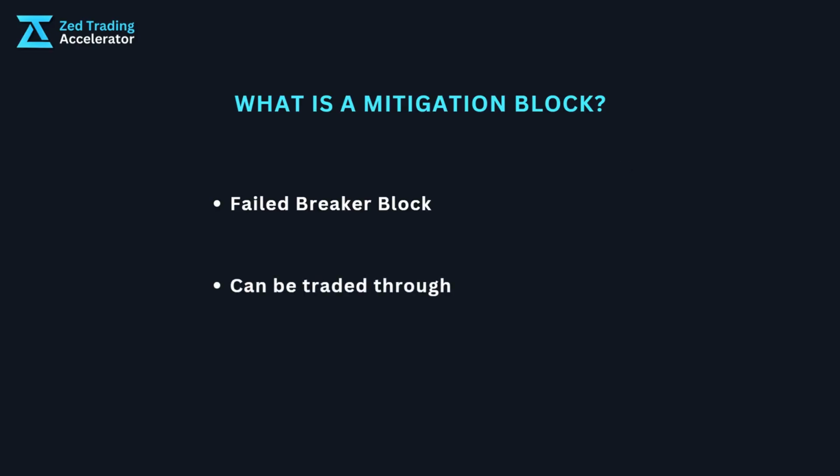Alright, unlike a breaker block, a mitigation block can be traded through, right? This concept, the mitigation block, we don't use to enter trades, unlike the breaker block. We only use this as a confluence. This is only used when it is paired with a breaker block.